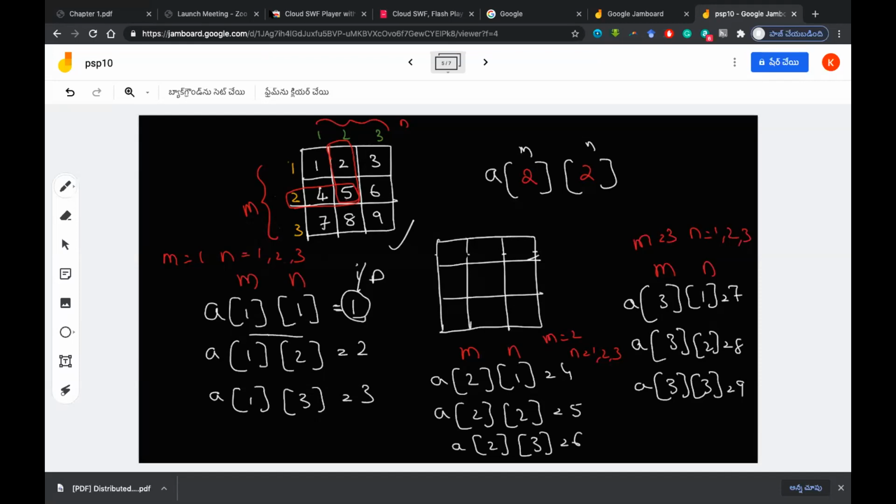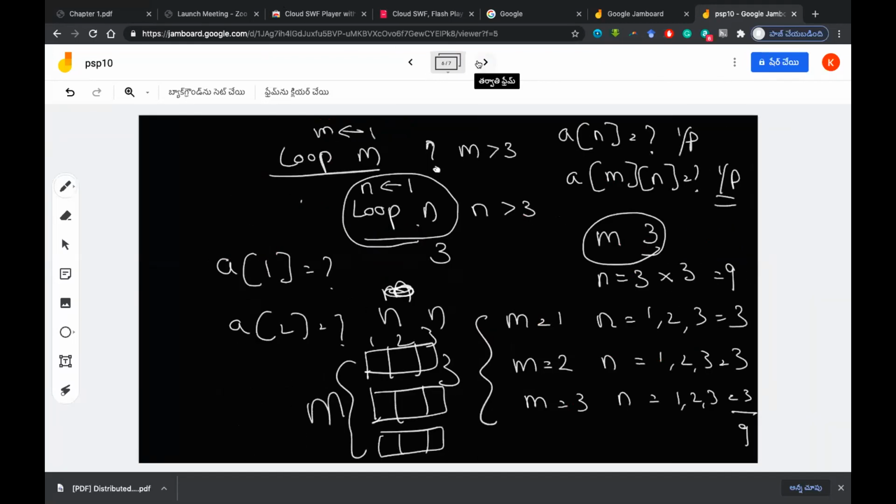Sir, can you please show that slide where you wrote the conditions? Okay, is this it? Yes, yes. Okay, thank you, sir.